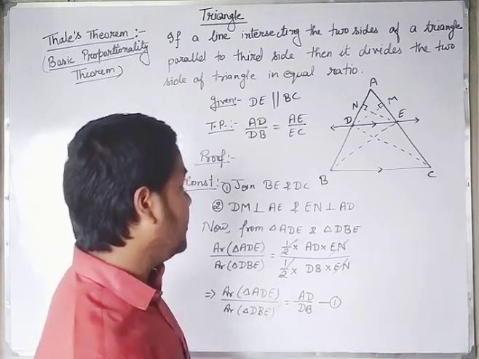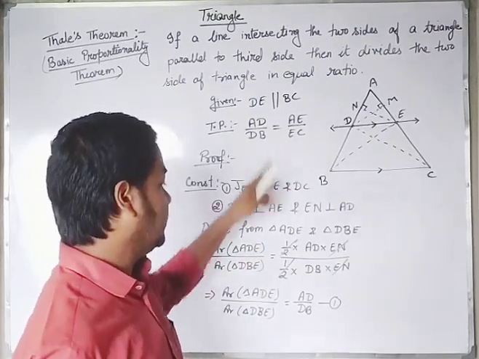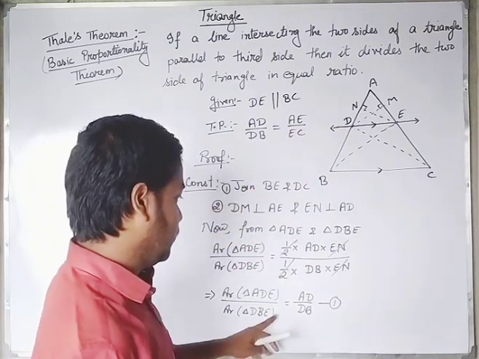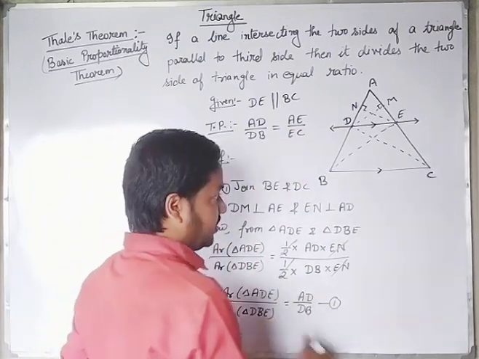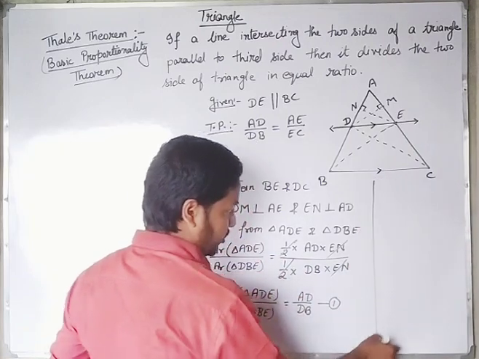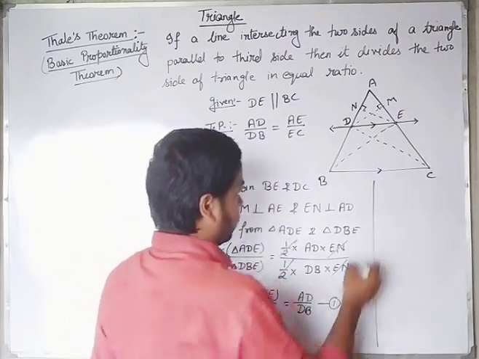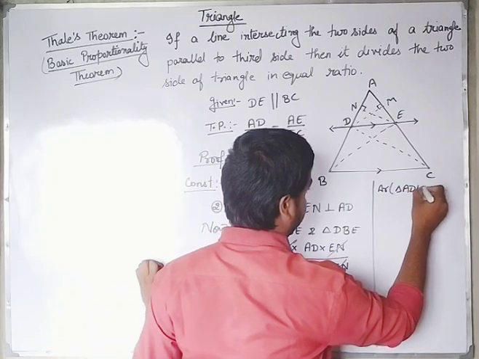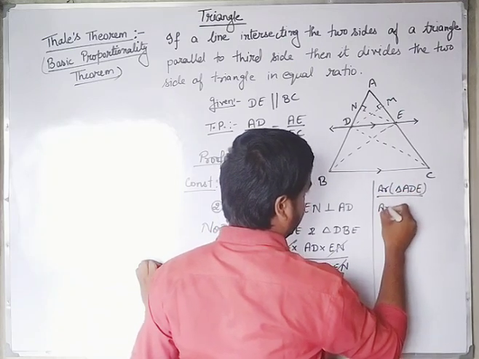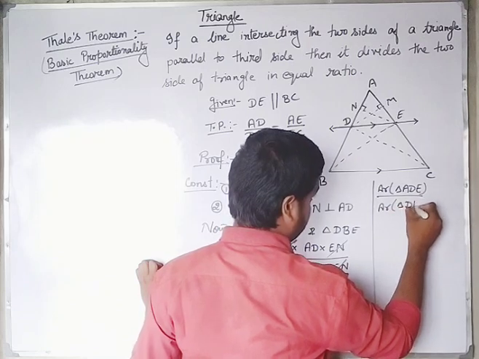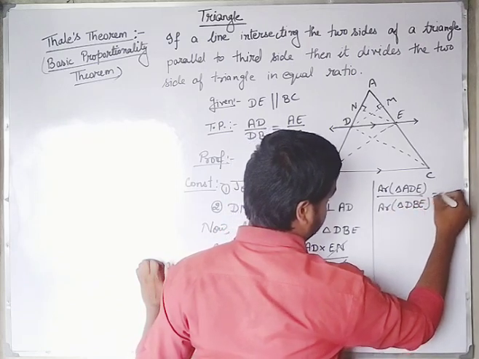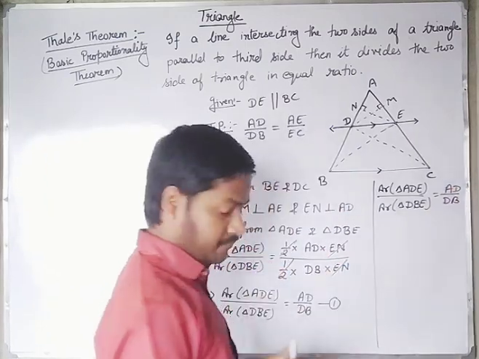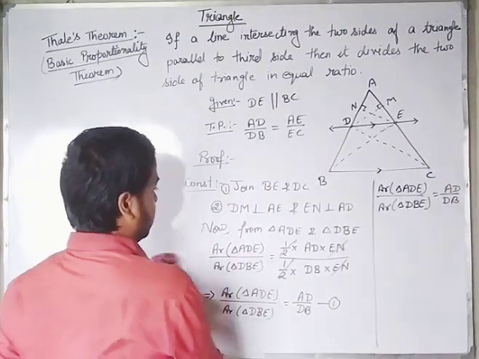In the same way we will do it for the other side. Once we have one ratio, we will get another ratio, AE by AC. I will keep this equation in the rough because I have to rub it. Here we have area of triangle ADE by area of triangle DBE is equal to AD by DB. This is our equation 1.